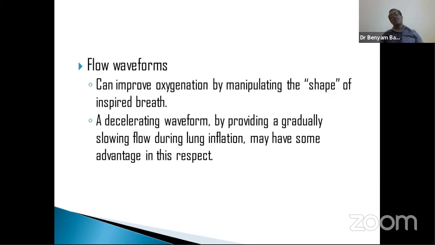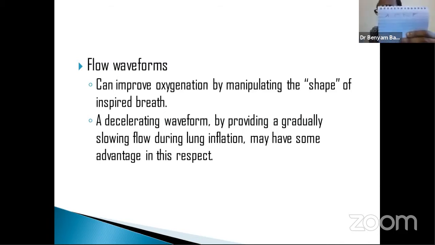The other way of improving oxygenation, as I mentioned earlier, is that physiologically we have a decelerating pressure curve, yes? So if you manipulate the shape of the breath that you're delivering, you will have an improvement in oxygenation. Usually, mechanical ventilators will have diagrams showing whether it is decelerating, box shape, or increasing. Usually they will have features like this. Hopefully you'll be able to see.